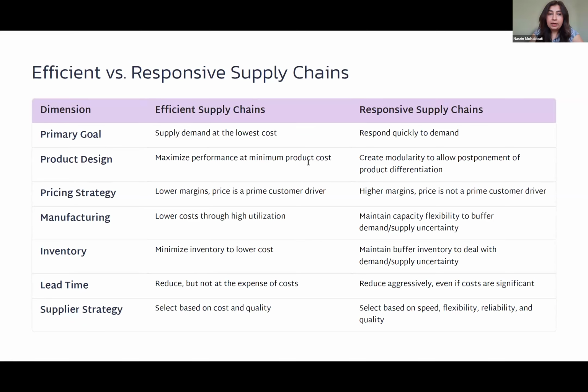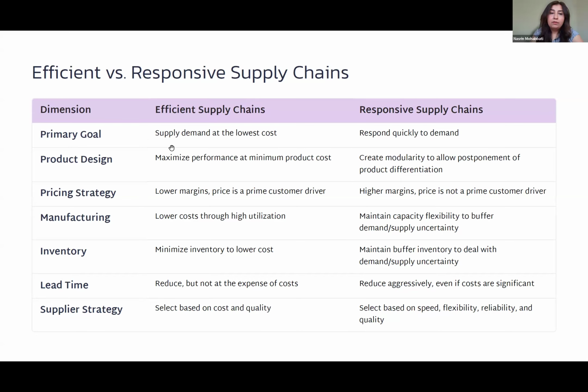Here's a table that compares efficient supply chains and responsive supply chains. I want you to be very familiar with this table because, moving forward, we're going to have only two types of supply chains, cost efficient or responsive. We should be very familiar with what each is and how to design the entire supply chain so that it matches the competitive strategy.